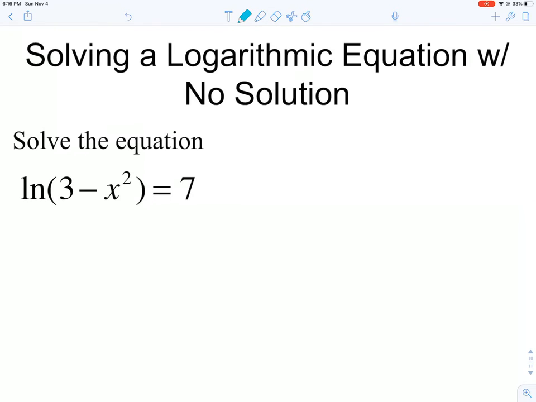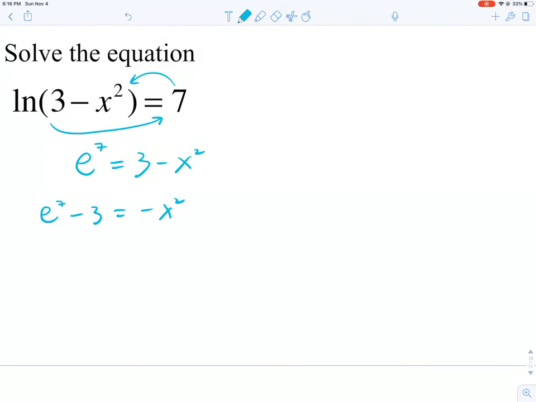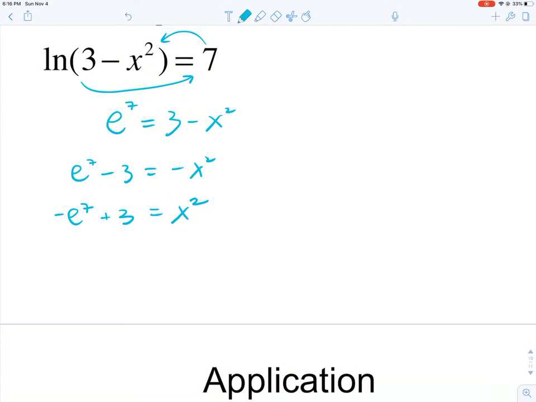So let's rewrite this in its exponential form. So e to the 7th power is equal to 3 minus x squared, right? Okay, so then that'll be e to the 7th minus 3 equals negative x squared. Divide by -1 on each side. And then if we try taking the square root of each side.